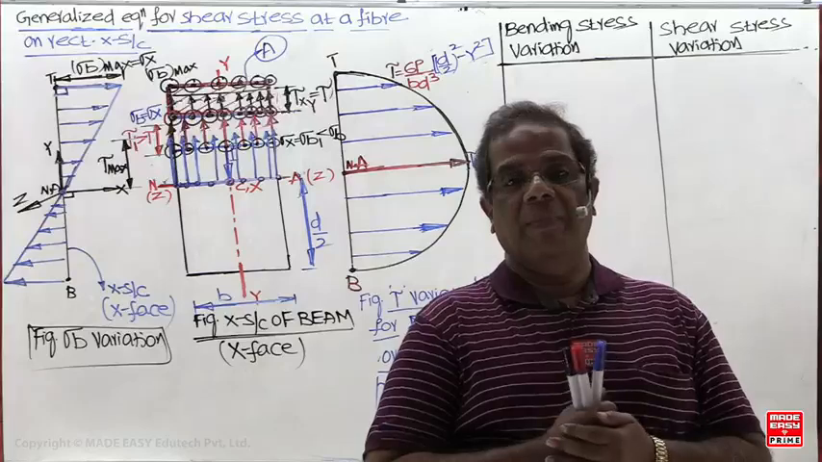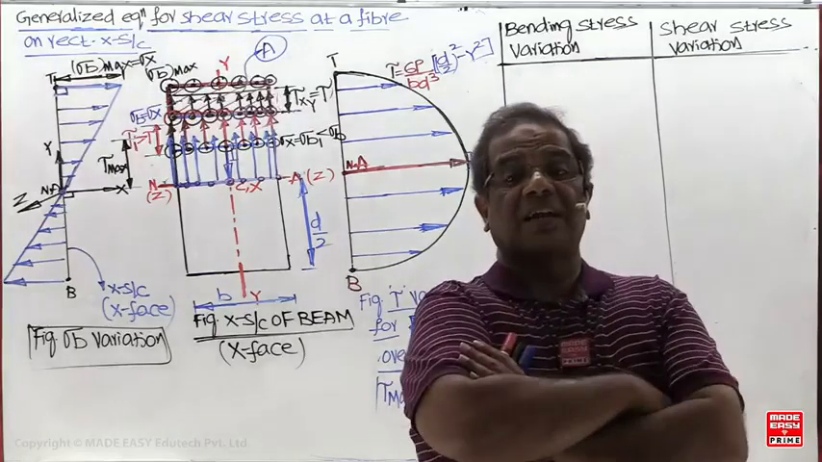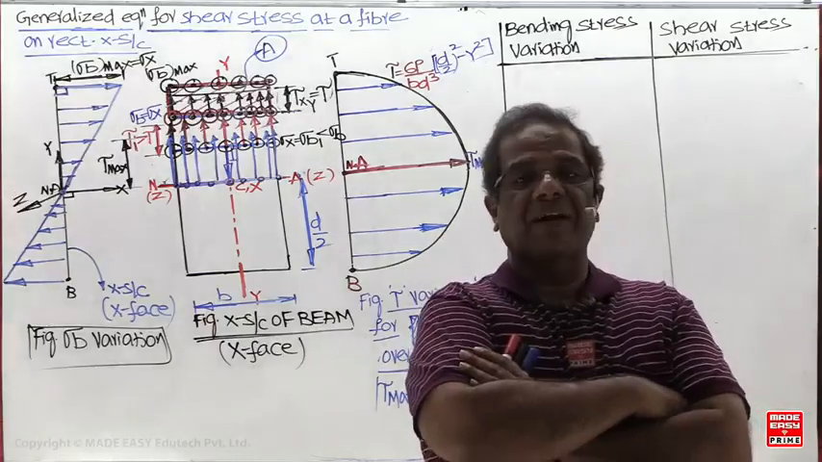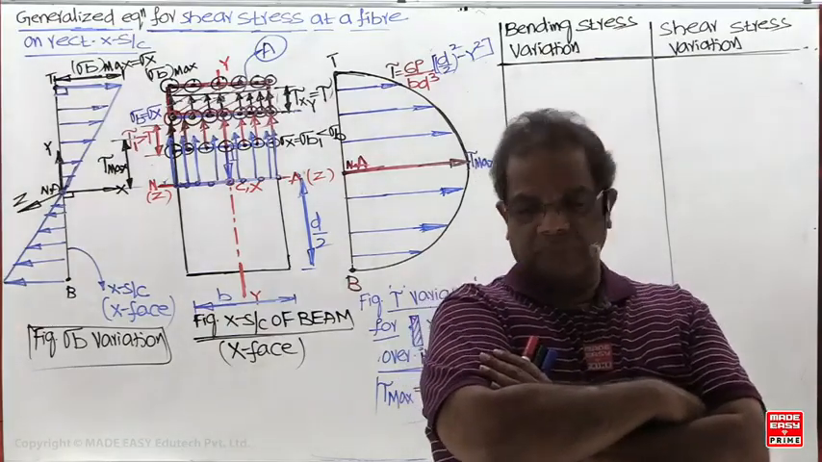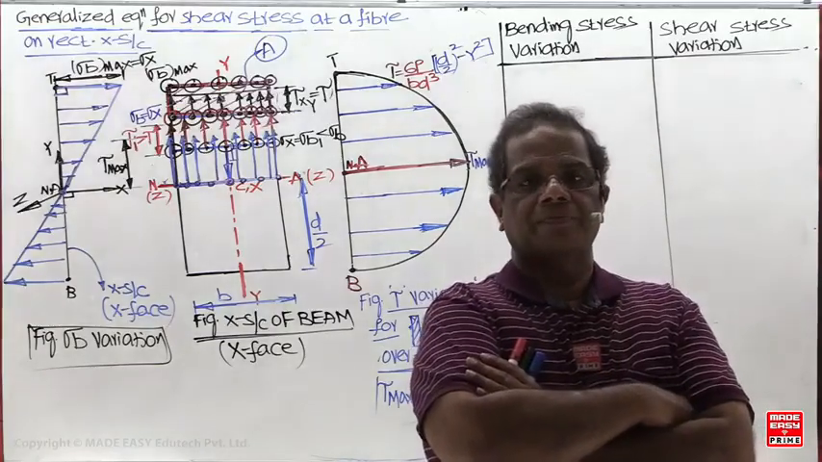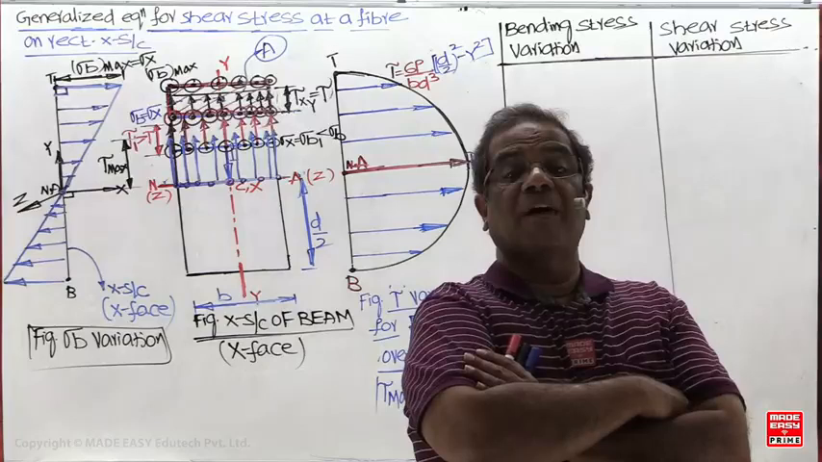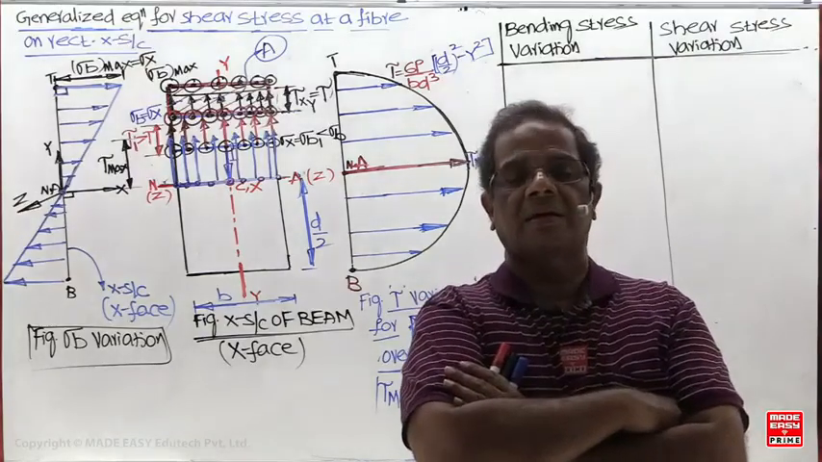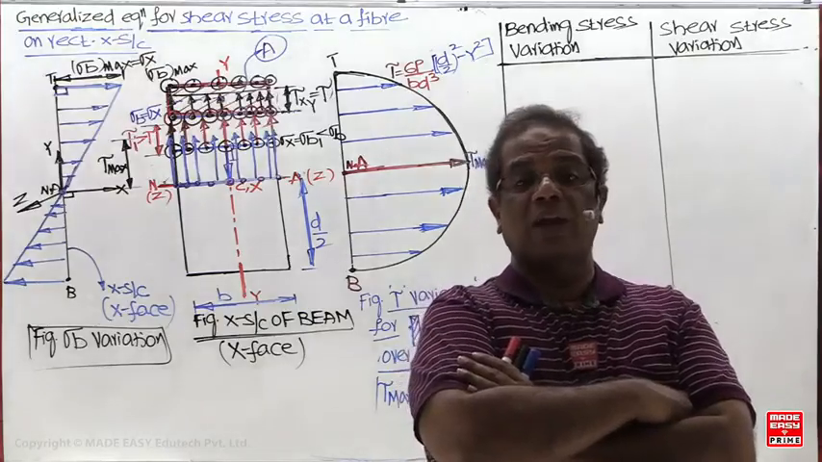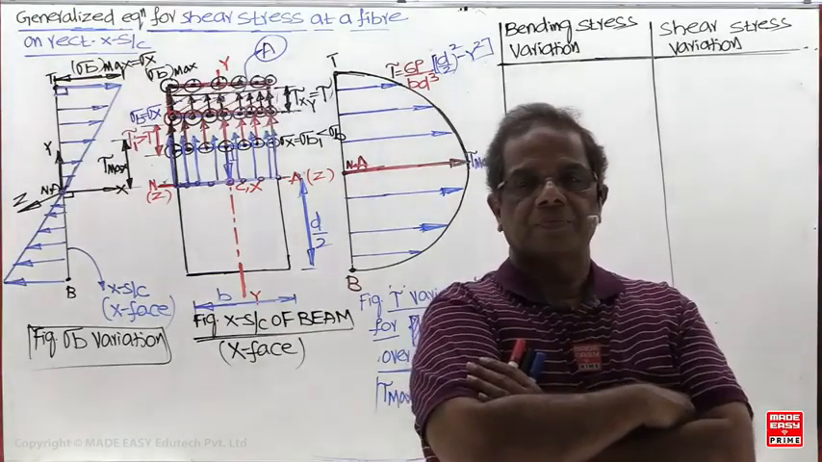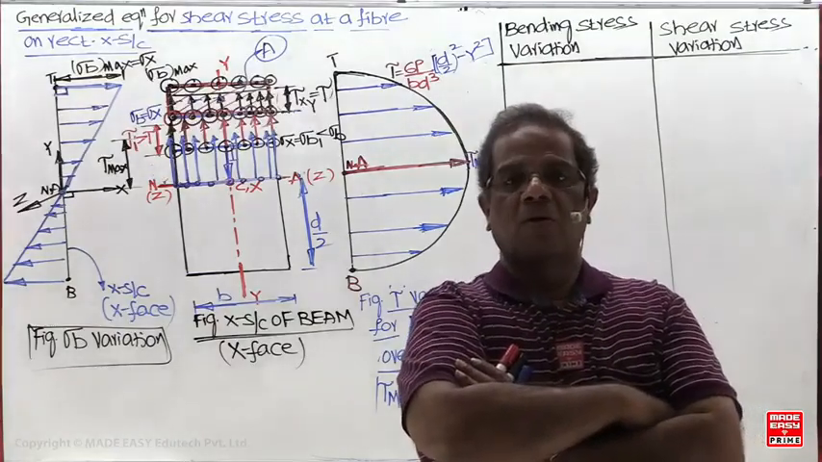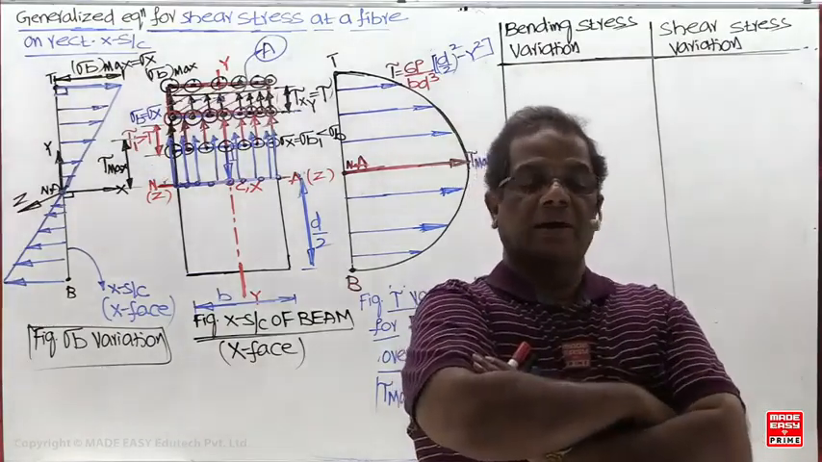At the junction of flange and web, left hand side, only one bending stress value exists. Because bending stress is proportional to y, and at the junction of flange and web, y is the same. Right hand side.